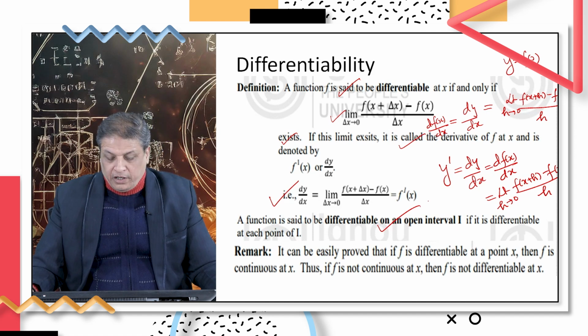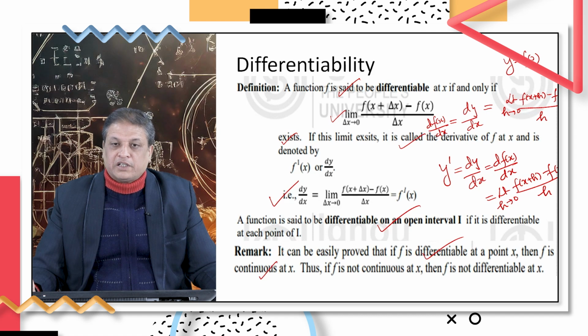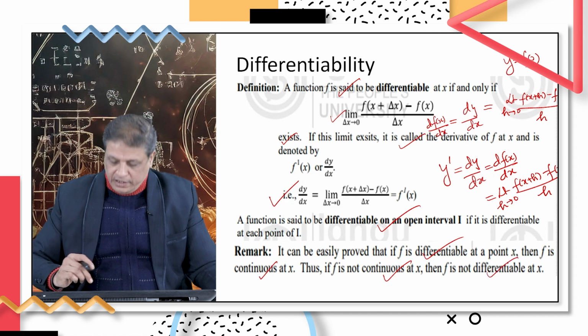There is a remark that it can be easily proved that f is differentiable at point x only if f is continuous at x. So what was delivered in our earlier session, that the function should be continuous in order to be differentiable. That's why we delivered the concept of limits and continuity, because continuity is a requirement for a function to be differentiable. So if a function is not continuous at x, then the function is not differentiable at the point x.